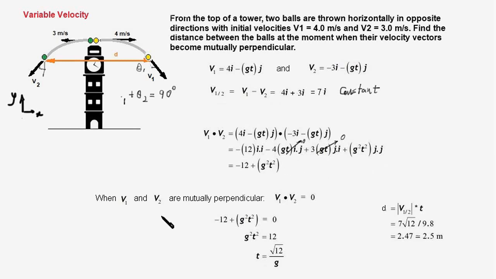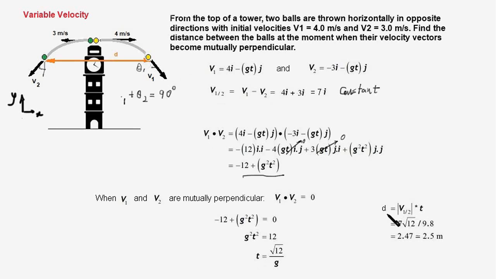And since v1 and v2 are mutually perpendicular, v1 dot v2 would be equal to 0, and therefore this expression would be equal to 0, and that will yield t equal to under root 12 upon g. So now we know that it takes so much time to reach this point, and at this point the two velocity vectors are mutually perpendicular, and therefore the distance between them would simply be the magnitude of the relative velocity times t, because the initial displacement is 0 and the relative velocity is constant throughout the motion.